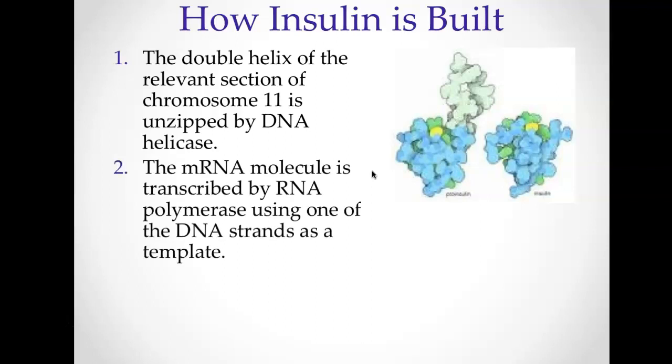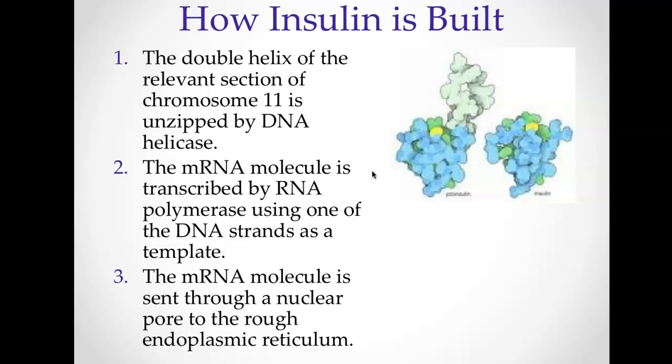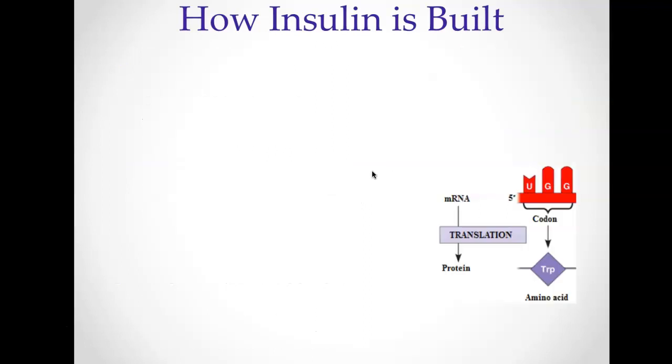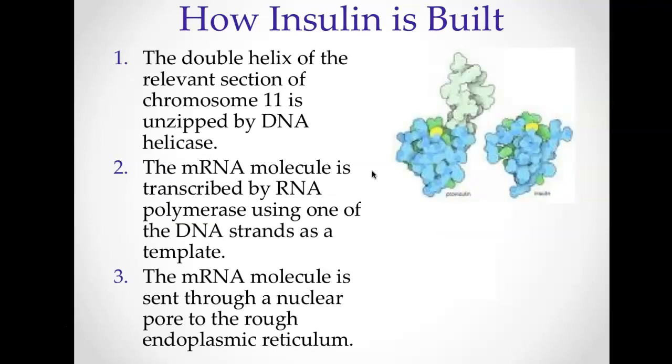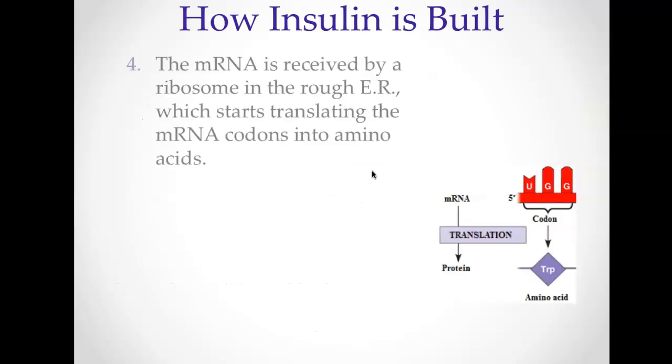The mRNA molecule is then transcribed by RNA polymerase using one of the DNA strands. So this is transcription. RNA gets made. This is inside the nucleus. The RNA molecule that has been freshly made then leaves the nuclear pores and goes to the rough ER where the ribosomes are. Sorry, if you didn't get that down, I'm going to click.